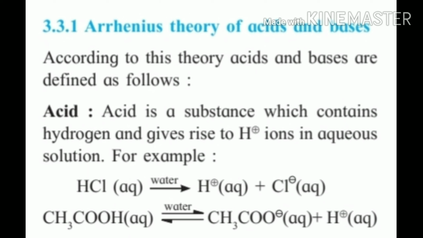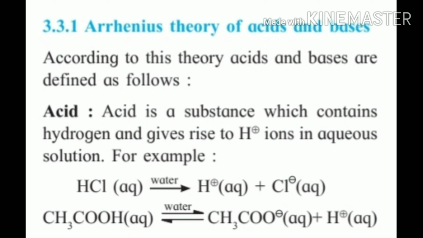Now we move on to the first theory for acids and bases, which is given by Arrhenius. How is acid defined according to Arrhenius? He says that acid is a substance which contains hydrogen and it gives rise to H plus ions in aqueous solution. I told you even earlier, if there is H plus, then that means acid, and if there is OH, then it is a base, right?